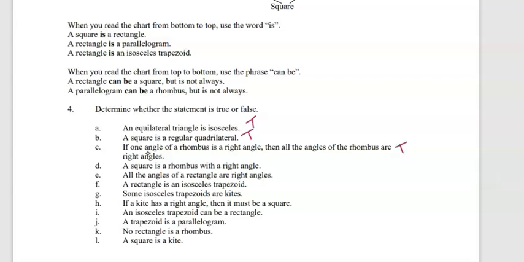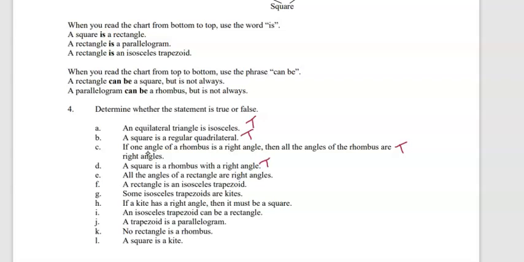If one angle of a rhombus is a right angle, then all of the angles of that rhombus have to be right angles, and then it becomes a square. A square is a rhombus with a right angle, and we kind of just talked about that. Rhombus means four sides the same. Square adds in the right angle. If there's one right angle, then that would make all of the angles right angles, and so this would also be true.